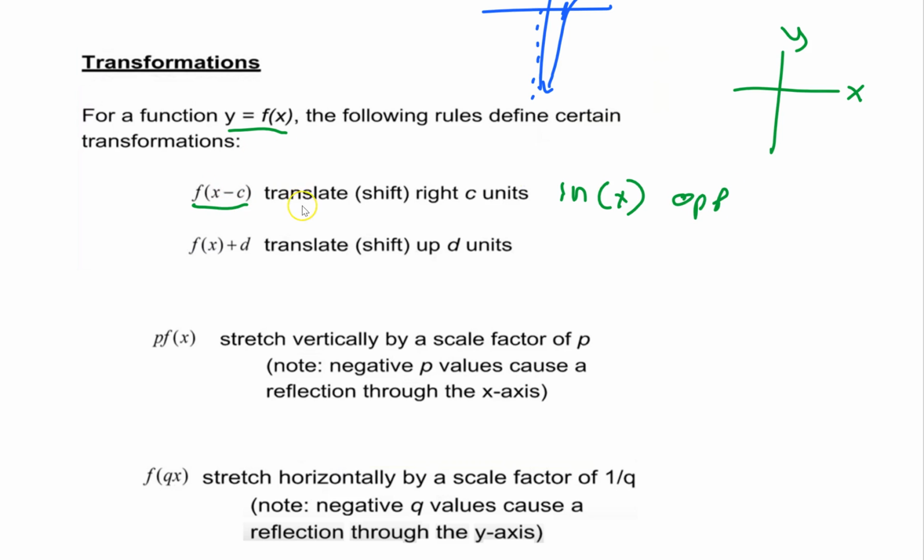So I'll move c units to the right, so I'll be going this way. On the outside, that affects the y value. So I say x inside, y outside, which means up and down, and you follow what it says.